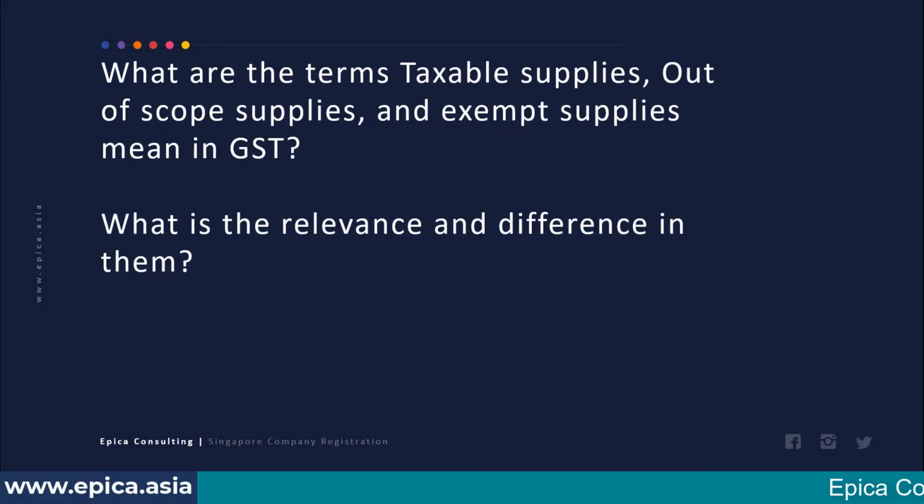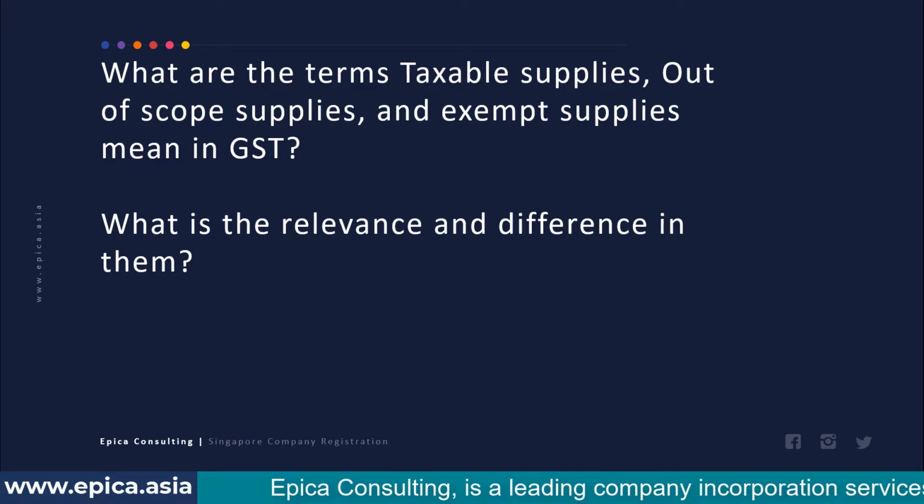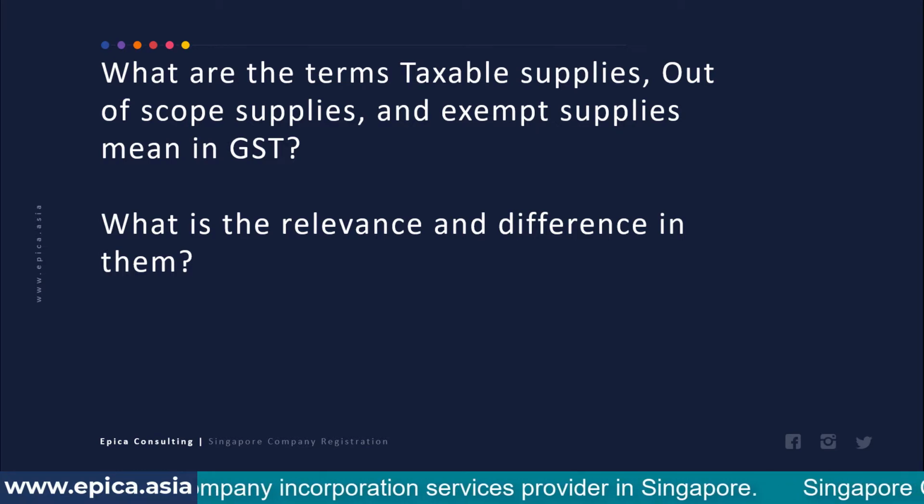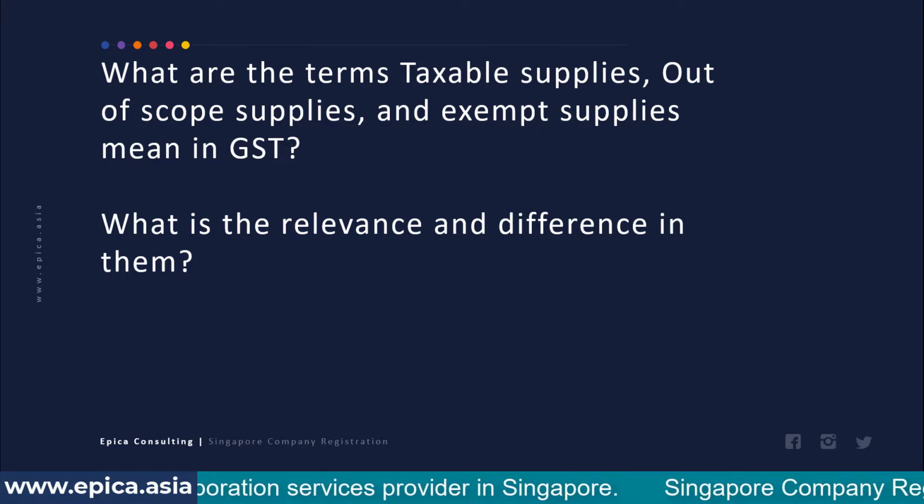The question for this presentation is: what do the terms taxable supplies, out of scope supplies, and exempt supplies mean in GST regulations? What is the relevance and the differences between them? People sometimes hear all these terms and get confused. So let's have a look at these terms, what they mean, and their relevance.